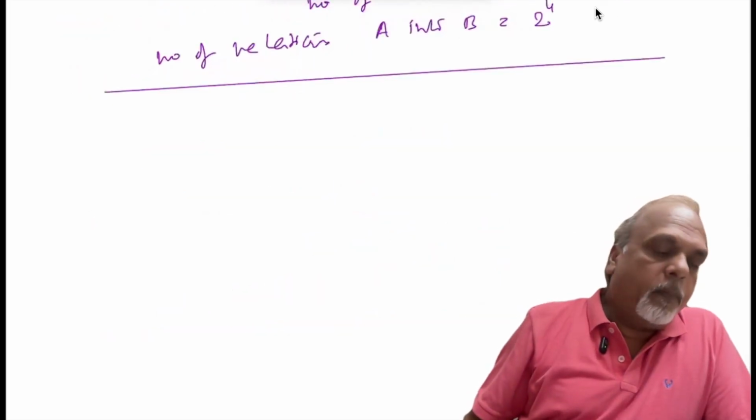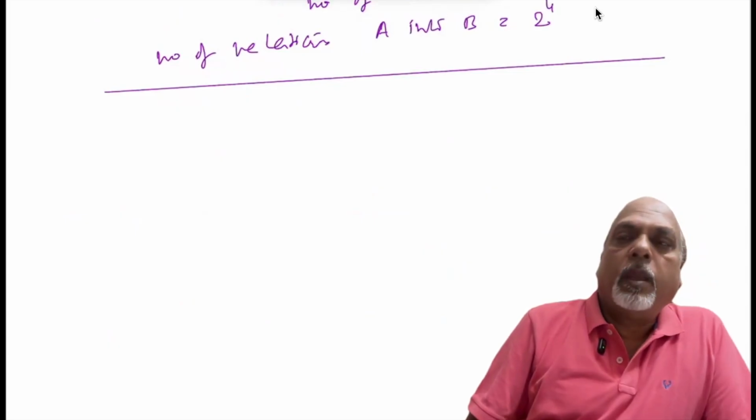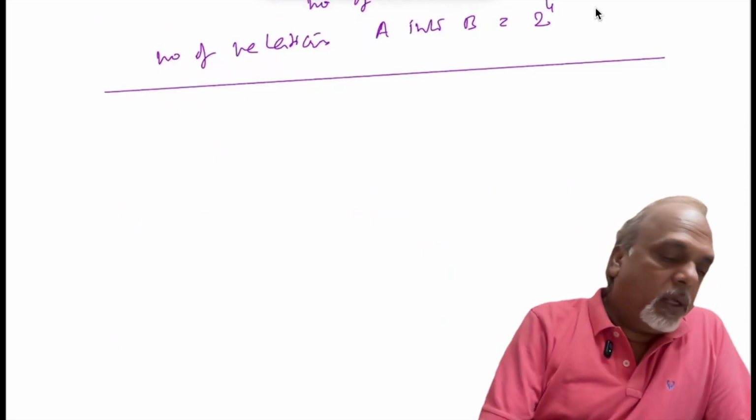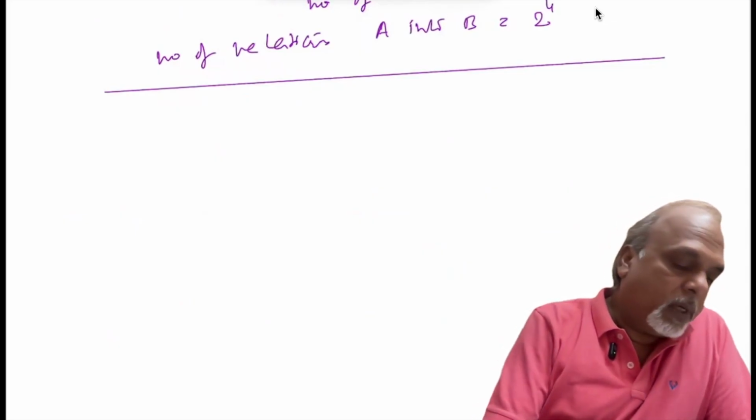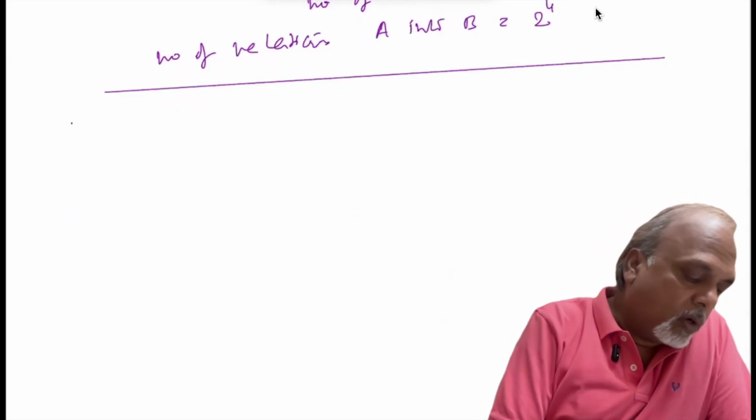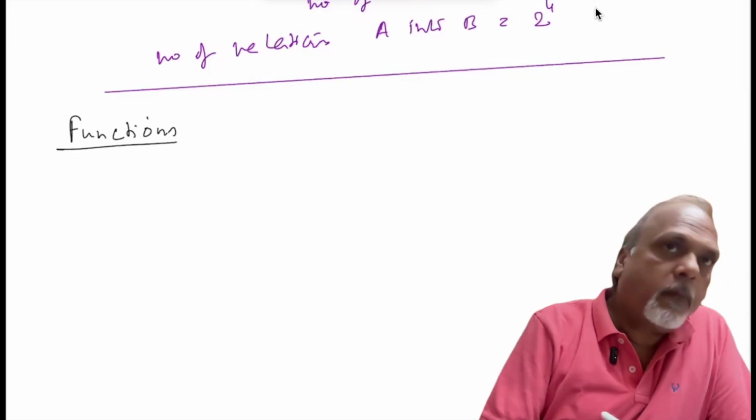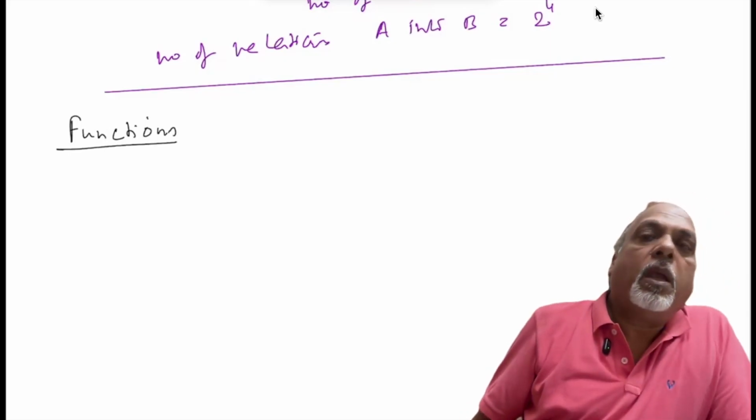So we have seen what is a relation, how to find out domain, how to find out range, codomain. Correct? Now there is another important aspect in this chapter, and that is called function. What are functions basically?